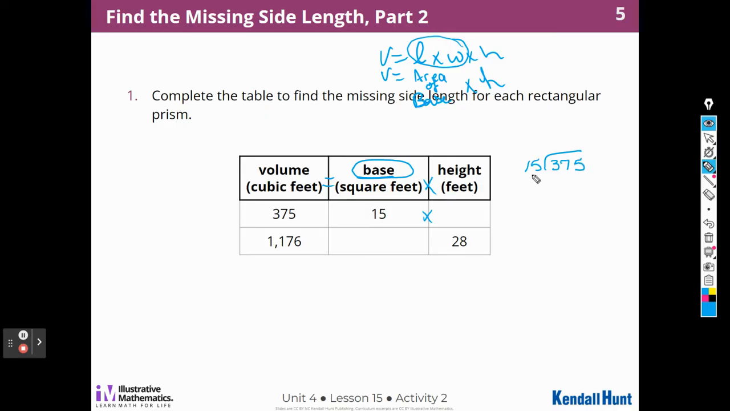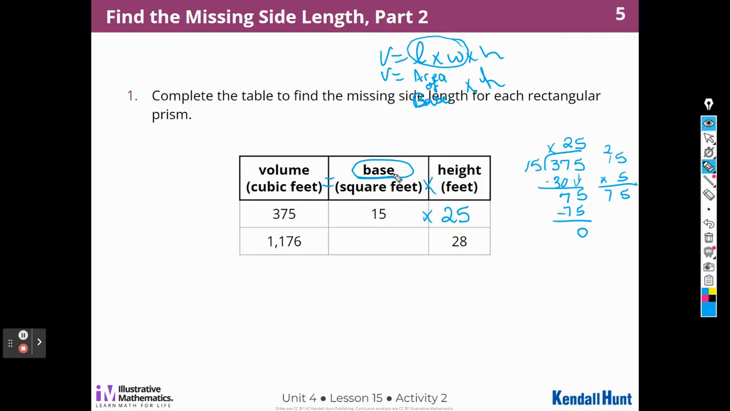375. So how many 15s in 3? None. How many in 37? I think there's going to be 2 because I know that 2 times 15 is 30. And that's going to leave me with 7. And I'm going to bring down my 5. So 15 times what is 75? Let's try 5. 5 times 5 is 25. 5 times 1 is 5, plus 2 is 7. So there it is. 5 times 15 is 75, and we have 0 left over. So 15 times 25 is 375.